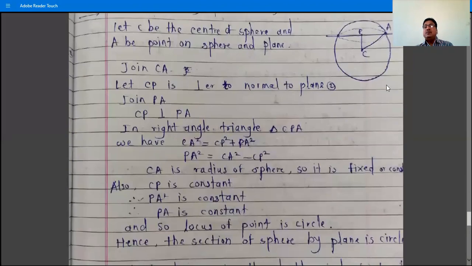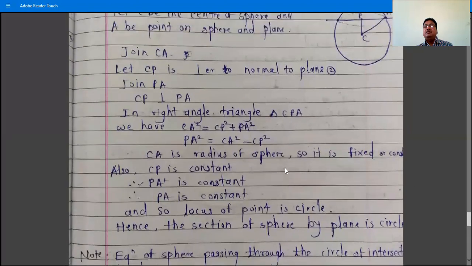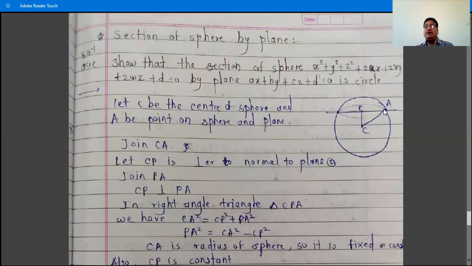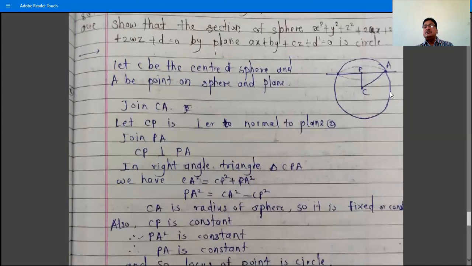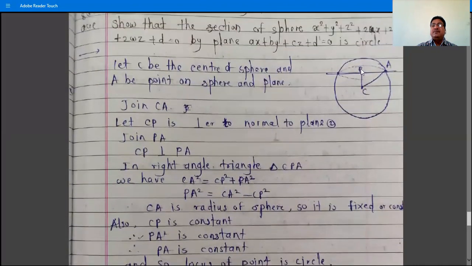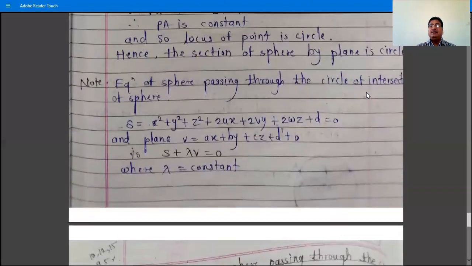So the locus of the point A is a circle, and therefore the section of a sphere by a plane is a circle, because this point A is the point of intersection of the plane and the sphere, and its locus means the section of the sphere by the plane is a circle. If this PA is not constant, then it is not a circle, but if this PA is constant or fixed, then if you rotate this point A, we have the circle. The locus of the point A is a circle, and therefore the section of a sphere by a plane is a circle.